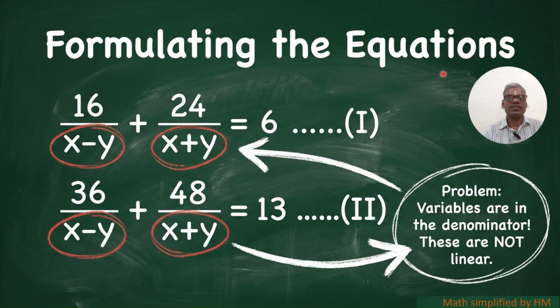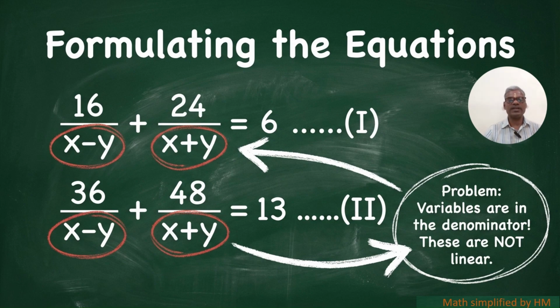Formulating the equations, the first condition said that 16 km up and 24 km down takes 6 hours. So distance upon speed gives time, and this is 6 hours. So 16 upon x minus y plus 24 upon x plus y is equal to 6. According to the first condition, we get this first equation. According to the second condition, 36 upon x minus y plus 48 upon x plus y is equal to 13.